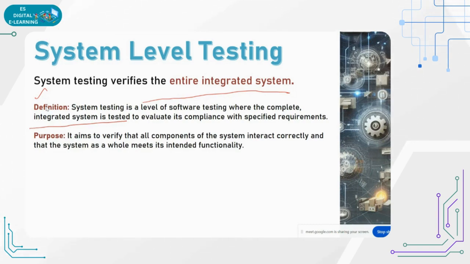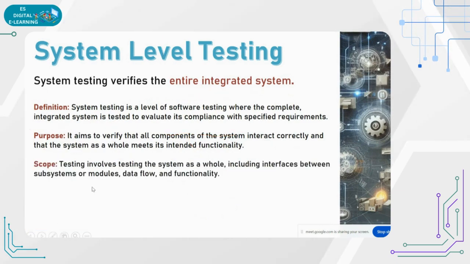The purpose is where we are verifying all the components, because it is system level. A system has subsystems. It aims to verify that all the components of the system are interconnected correctly, and that the system as a whole meets its intended function. Whenever the subsystems are combined and make a system, we do system level testing.